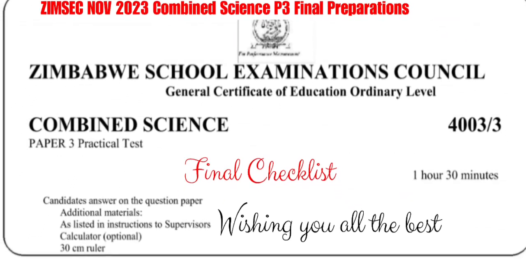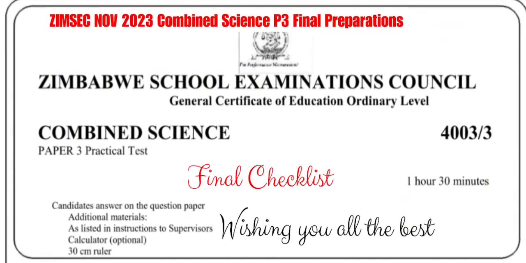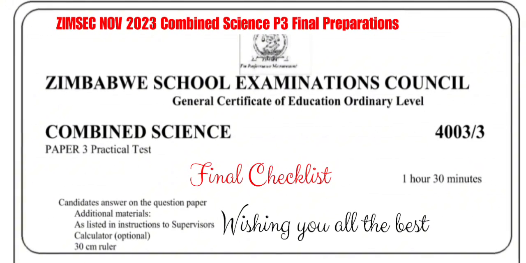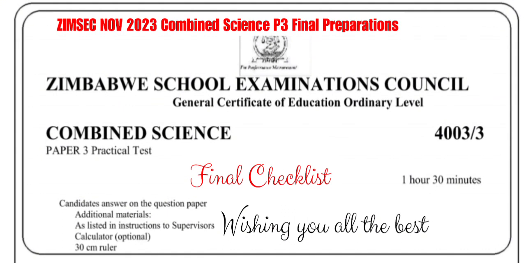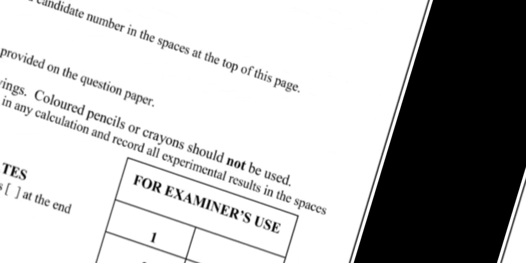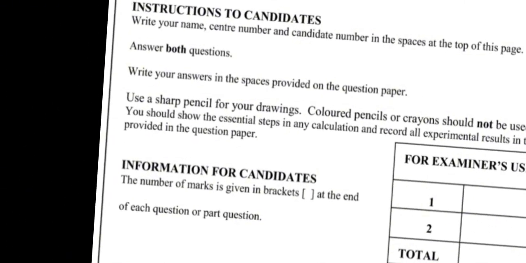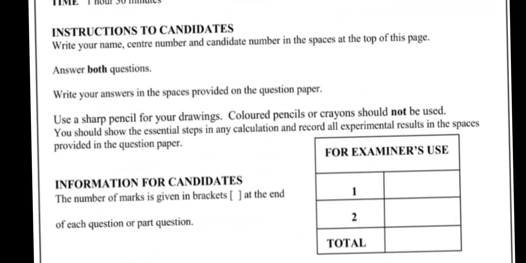Tomorrow you are sitting for your combined science paper 3, which is practical. Practical carries 40 marks, just like combined science paper 1. We are going to see 2 questions. Each of the questions carries 20 marks.